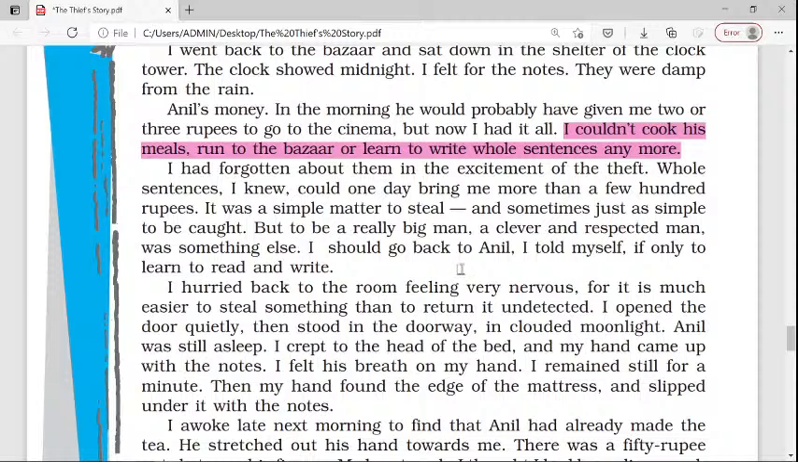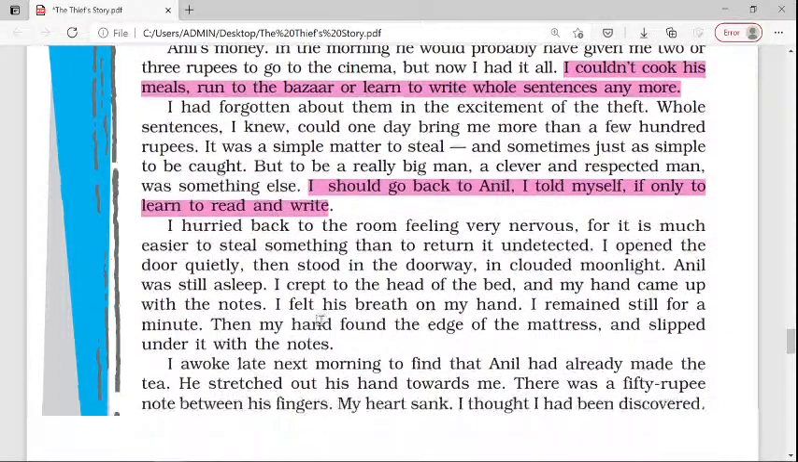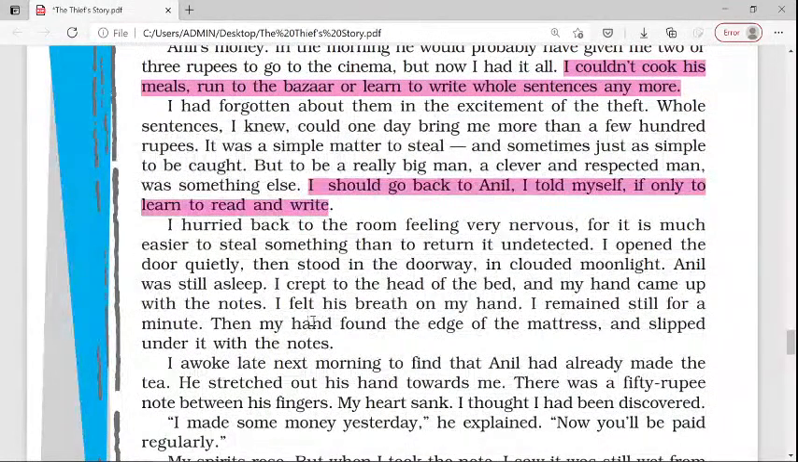I should go back to Anil, I told myself, if only to learn to read and write. So his good conscience is forcing him to return to Anil. He is thinking that if I learn to read and write, then I can earn much more money. Okay, so I don't want to break the trust of Anil. I would love to continue learning reading and writing, so that I can earn a lot of money in future.